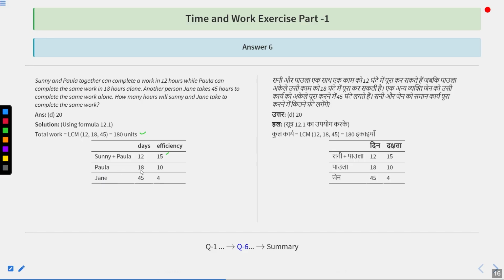Paula could complete the work in 18 days. That means his efficiency is 180 upon 18, that is 10 units. Jane could alone complete the work in 45 days. That means the efficiency of Jane is going to be 180 upon 45, that is 4 units.